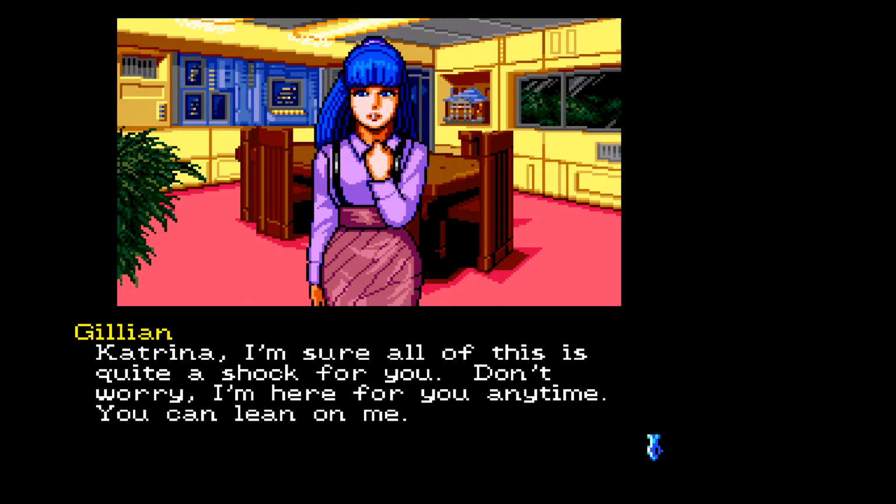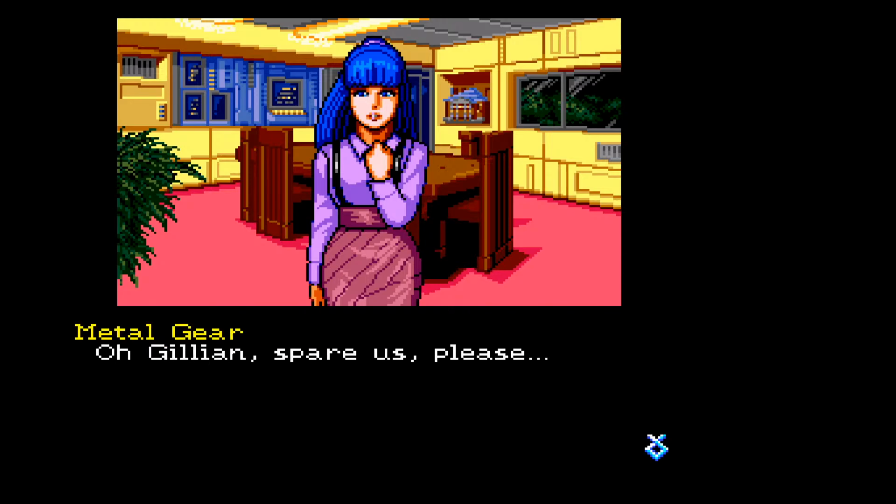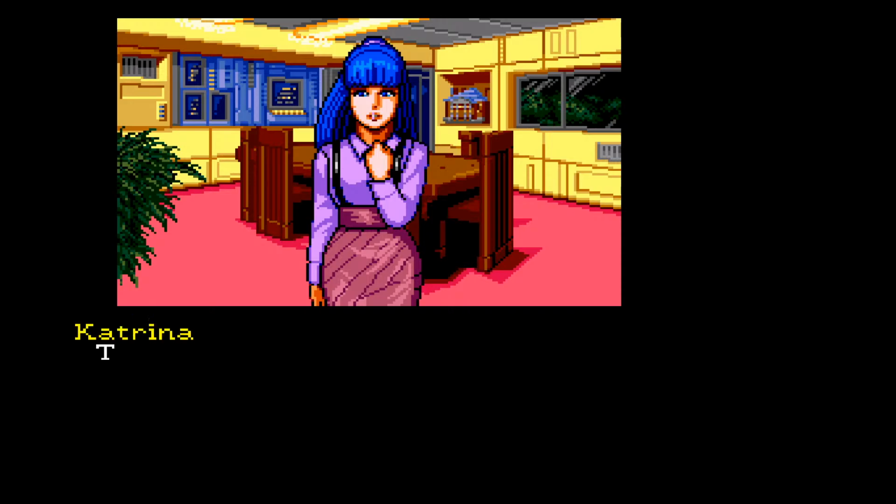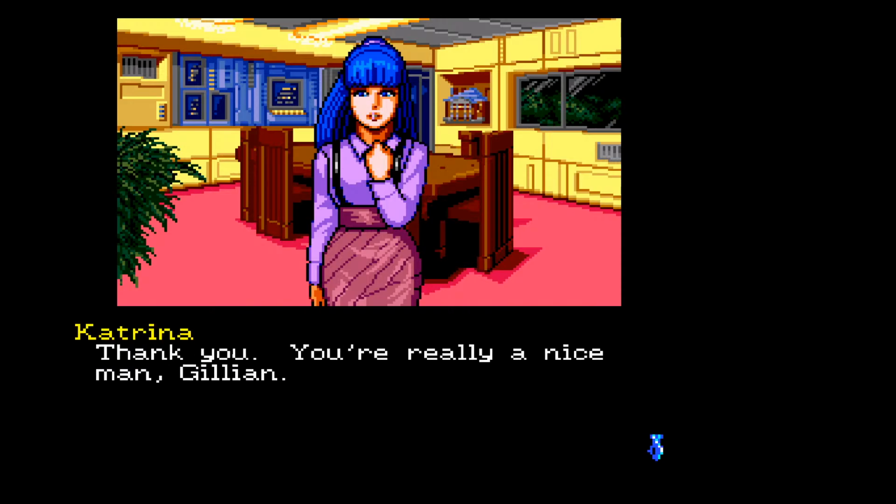Katrina, I'm sure all of this is quite a shock for you. Don't worry. I'm here for you anytime. You can lean on me. Oh, Gillian, spare us, please. Thank you. You're really a nice man, Gillian.